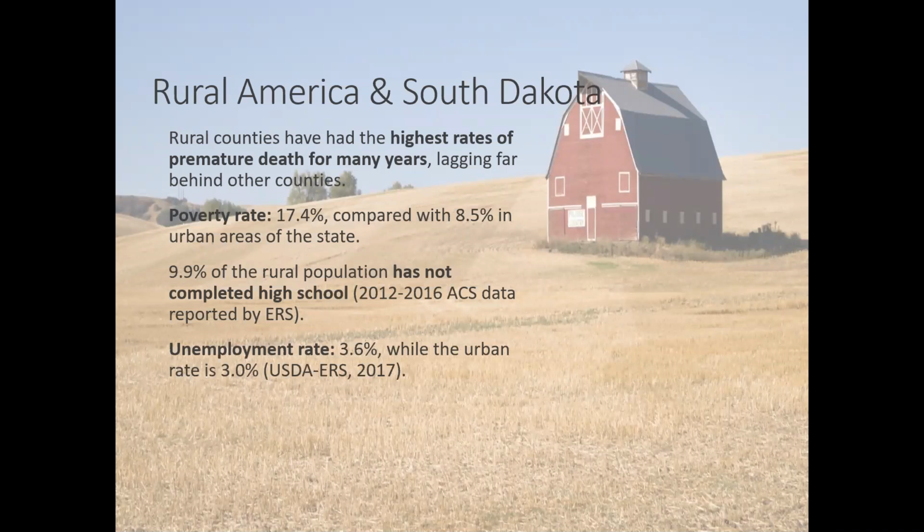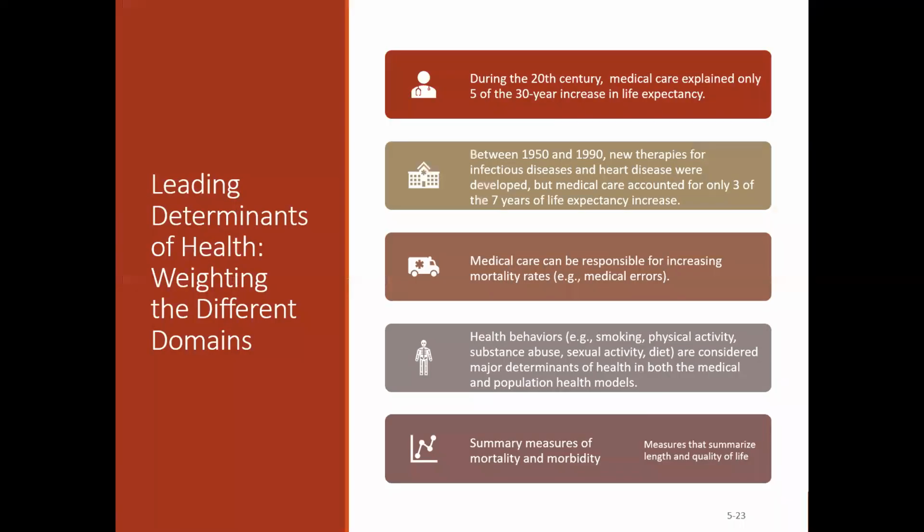It's important to also look at the other factors. We know in South Dakota, again, the University of South Dakota is based there, and we certainly have a lot of rural communities. We look at the social determinants of health and those indicators. Rural counties tend to have high rates of premature death for many years, and the research supports that. Poverty tends to be higher in rural communities than urban areas. We also know that about 9%, almost 10% of the rural population has not completed high school. And we also know there tends to be a higher unemployment rate in rural communities versus urban areas. Those are important things to think about from the social determinants of health perspective and how that really does impact health outcomes, looking at those root causes.